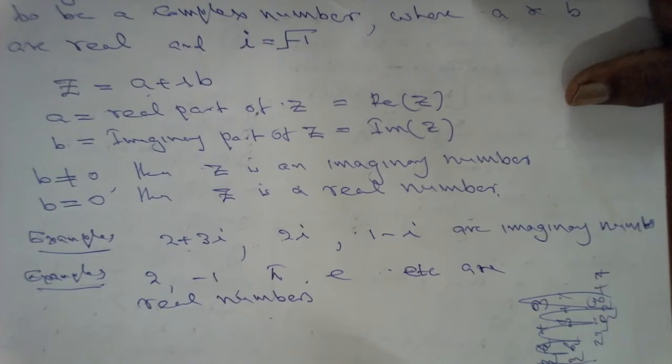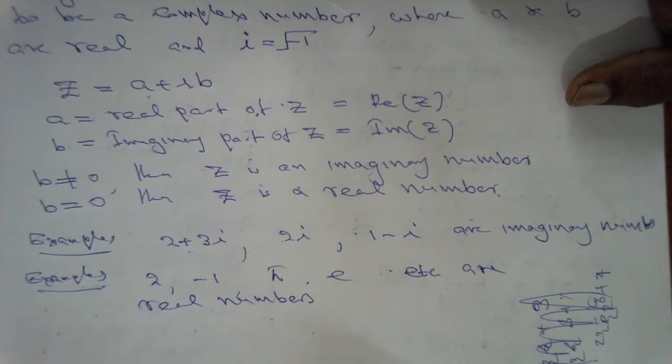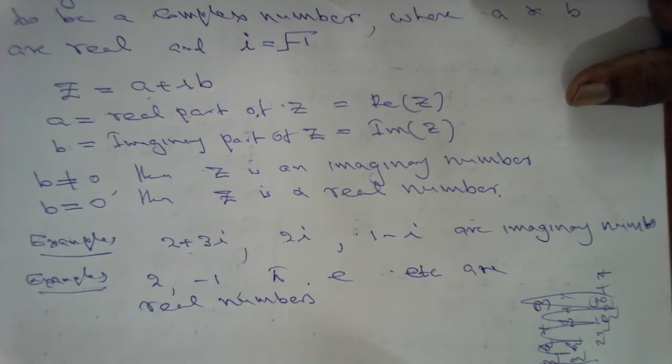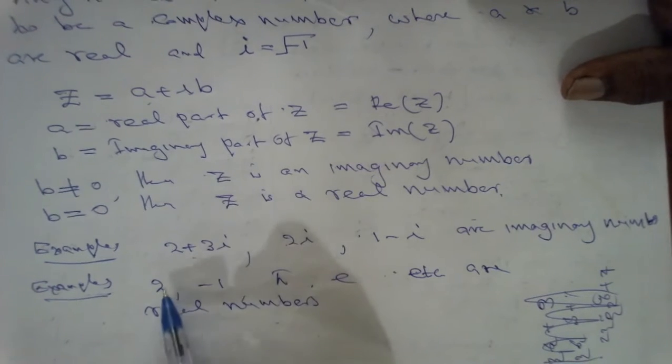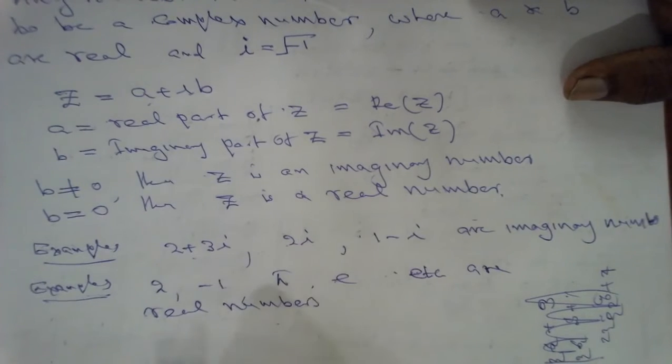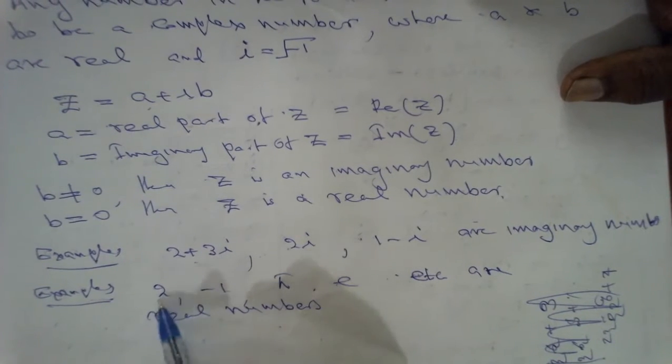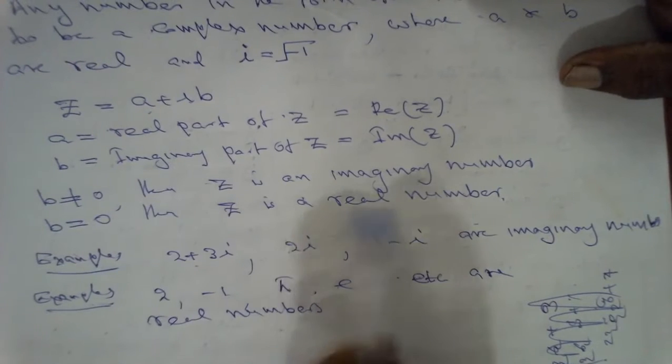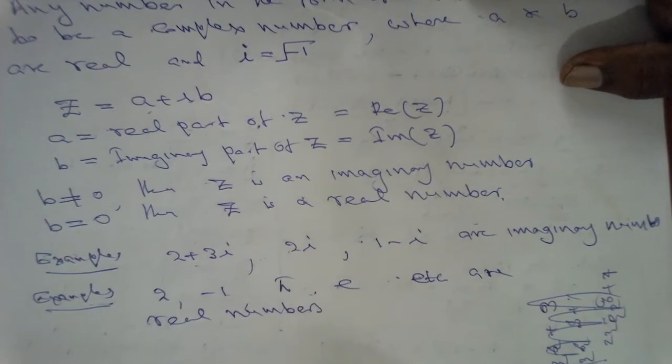Any real number is a complex number. But a real number is not an imaginary number. Is it clear? All real numbers are complex numbers. Right? These are complex numbers: 2, minus 1, 5 are complex numbers according to the definition. If b equals 0, it is a real number. Yes, sir. Now I understand.